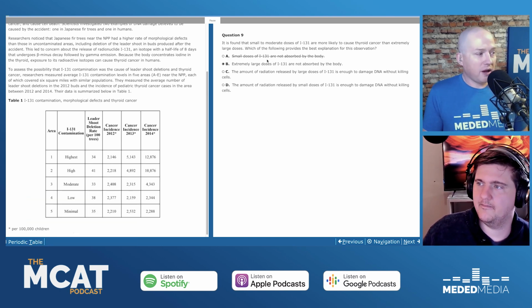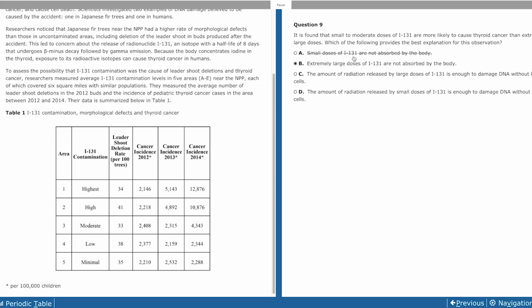So I struck through, if that's past tense, answer choice A. Extremely large doses of iodine-131 are not absorbed by the body. So that would potentially answer the question. The question that I have is, is that true?